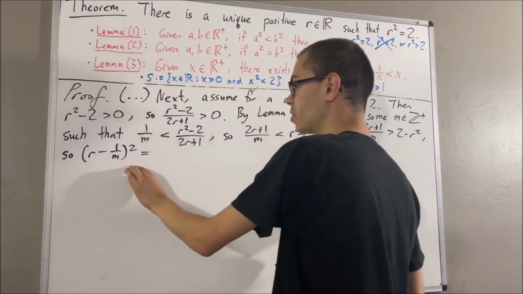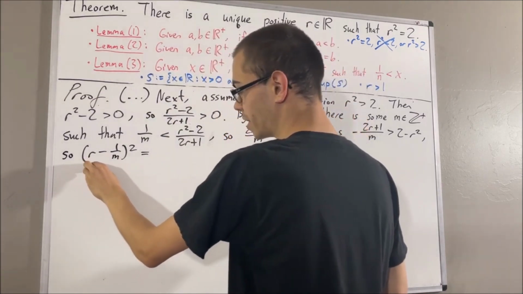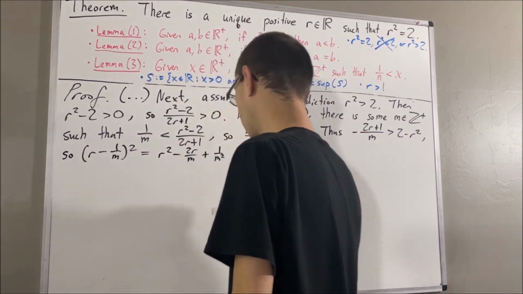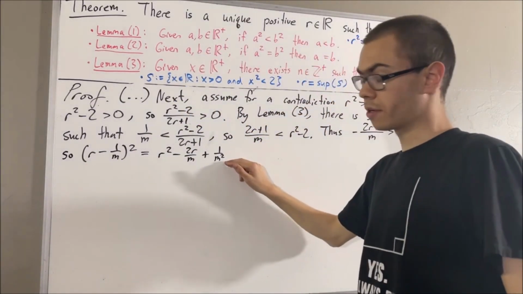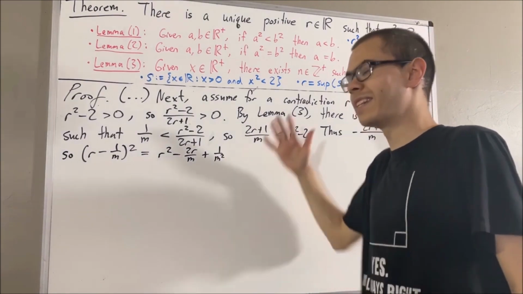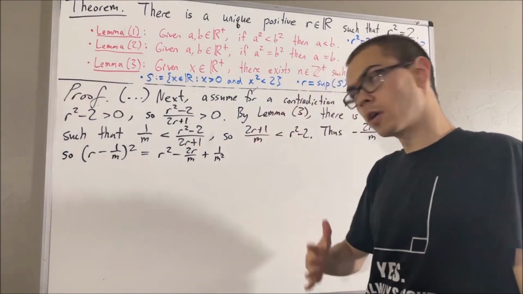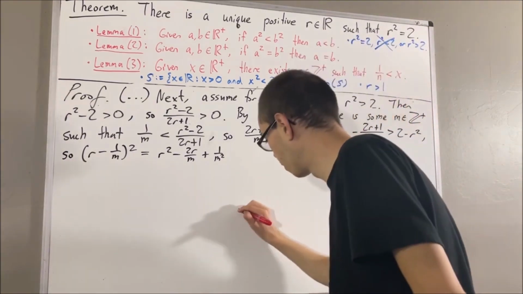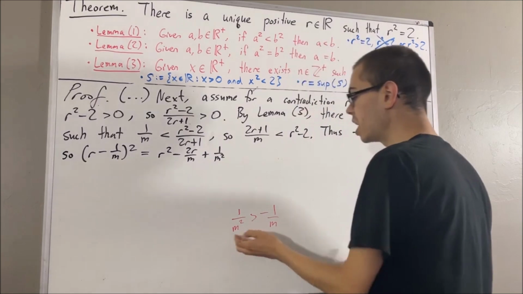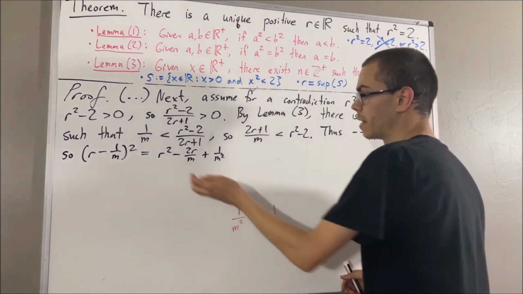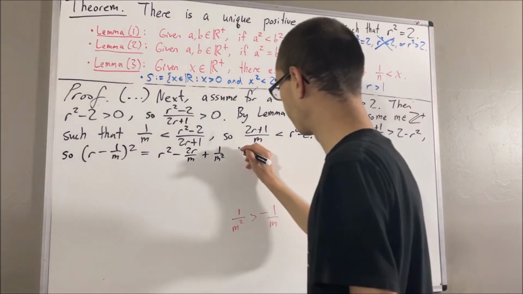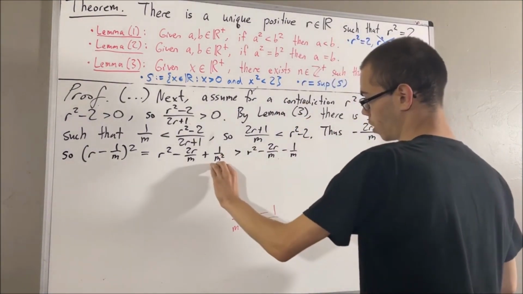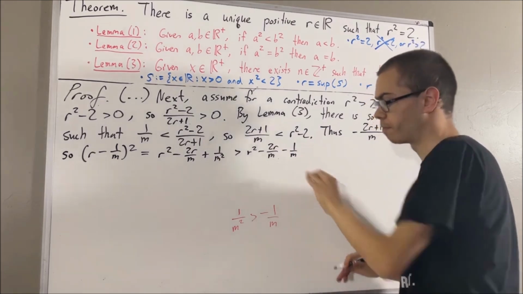Now, if we expand this out, we get r squared minus 2r over m plus 1 over m squared. Now, since 1 over m squared is positive, and the negative of 1 over m is negative, of course, 1 over m squared is greater than the negative of 1 over m. And because this is true, it follows that this must be greater than this, where all we did was we replaced the 1 over m squared with the negative of 1 over m.